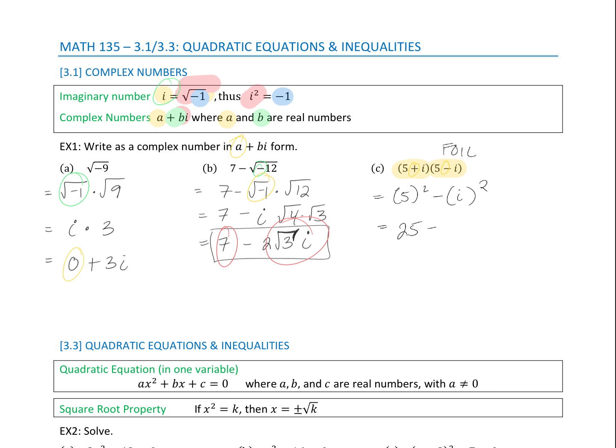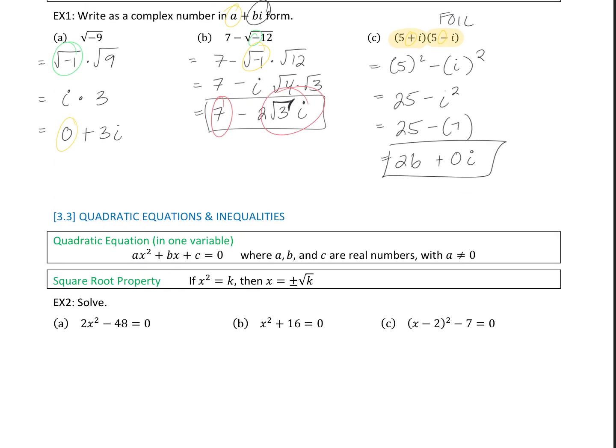And that'll be 25 minus i squared. And what is i squared? Again, i squared is negative 1. So 25 minus negative 1, which will be 25 plus 1, which is 26. But again, we want to do it in complex number form, so how many i values do we have? None. So we'll just go ahead and write 0i.